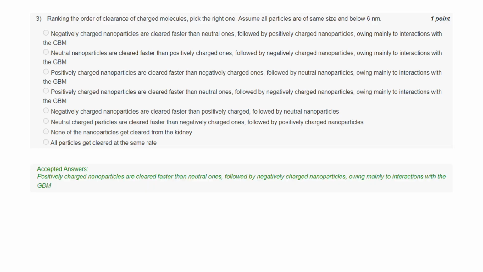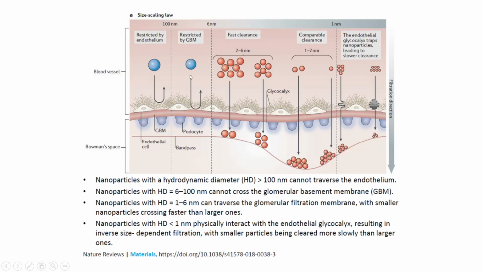Okay, let's look at the answer. The right answer is positively charged nanoparticles will be cleared faster than the neutral ones, followed by negatively charged nanoparticles, owing mainly to interactions with the GBM, which is, I guess, the fourth option. So let's look at how particles are getting cleared from the kidney. I have picked this slide from the lecture videos itself. You have this GBM layer in the kidneys, and whatever you inject, nanoparticles, microparticles, any foreign particle, is going to be cleared from this layer.